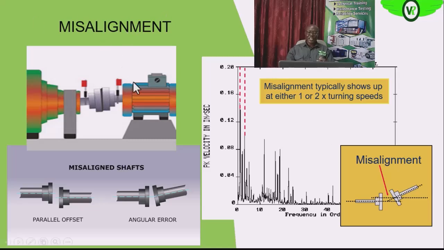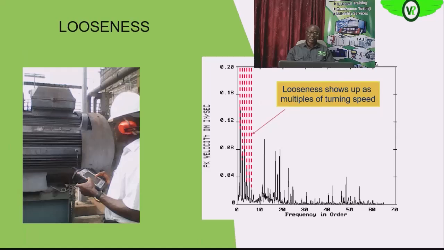So this misalignment, we can see it on the spectrum at 1 times or 2 times turning speed. So peaks at those two positions will tell us, but basically 2 times turning speed will show us the misalignment, especially if we have that peak also in the axial direction. Are we getting it? That is a clear sign of misalignment.